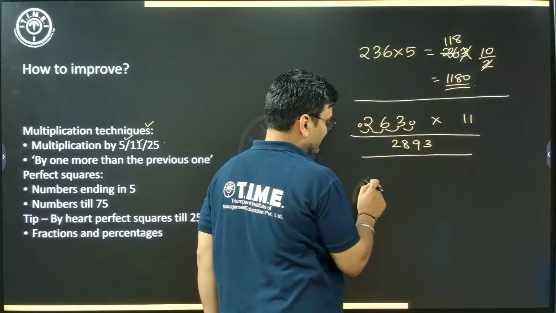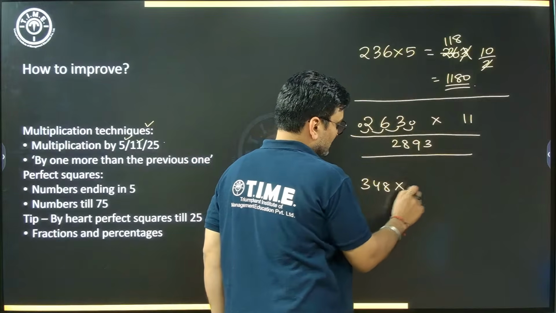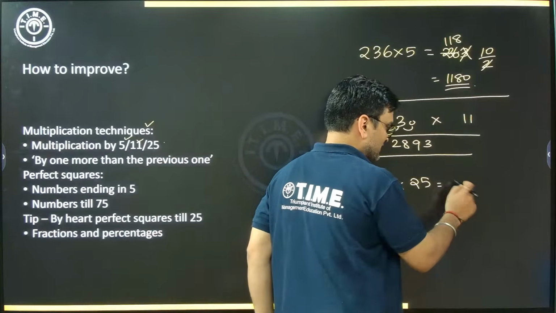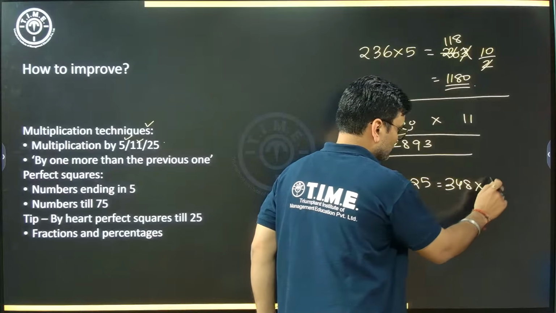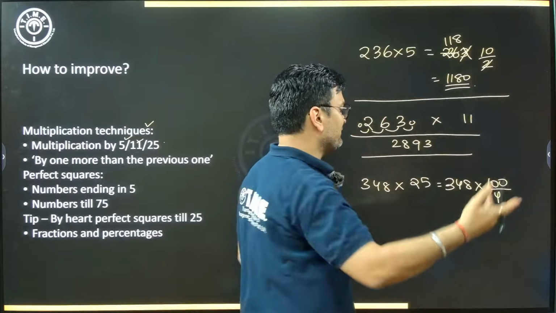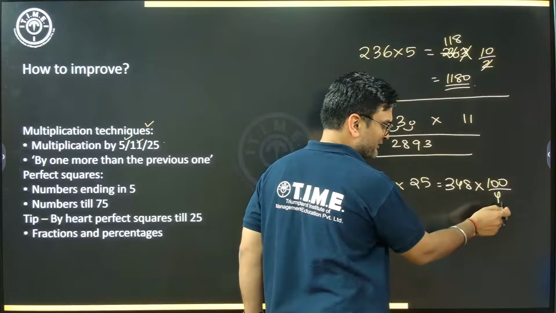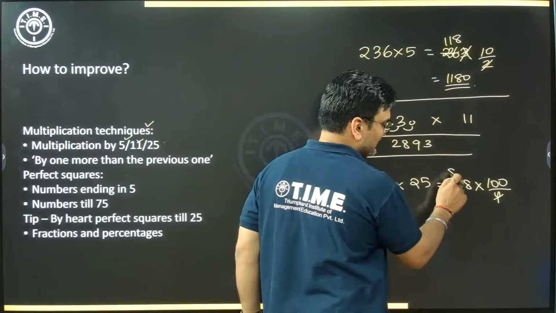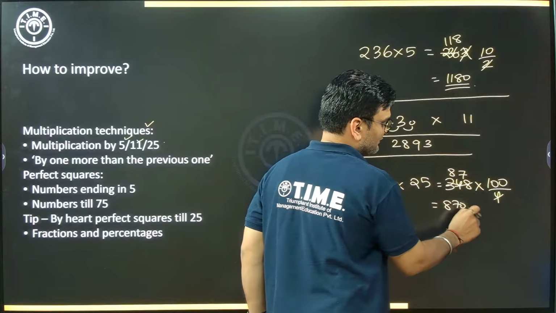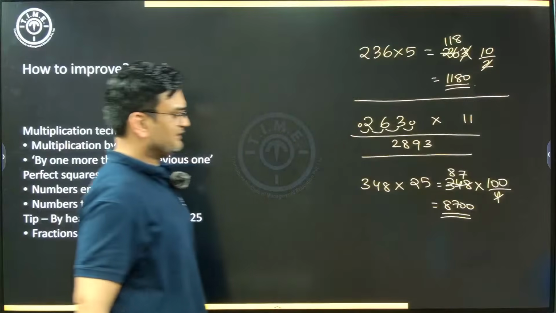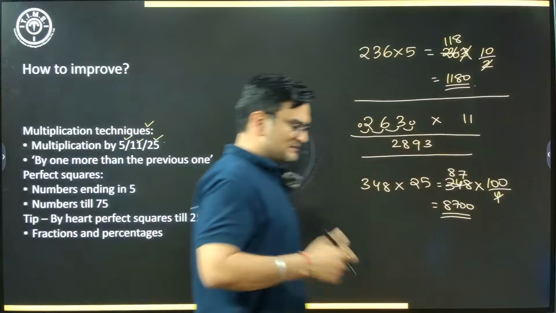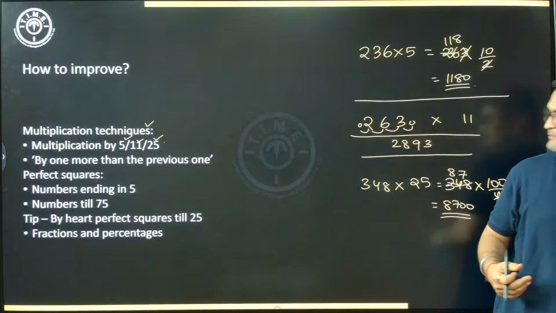So suppose I want to multiply 348 into 25. Instead of multiplying by 25, what I would suggest is I can write 25 as 100 by 4. So divide by 4 and then multiply by 100. That will be easier as compared to multiplication by 25. So 4 goes 8 times, 32, 7 times. So 87 into 100 will give you my answer, 8700. So that is multiplication by 25.